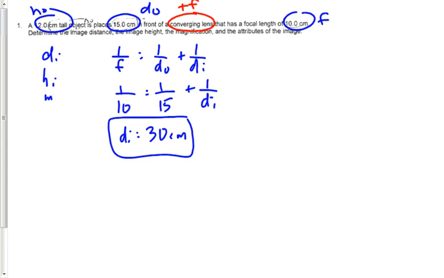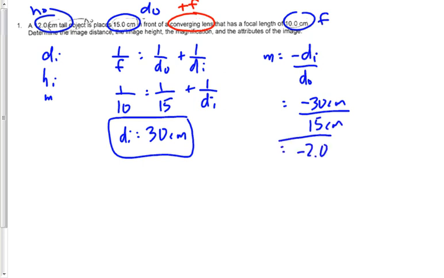Okay, DI is 30. Let's say M is equal to negative DI over DO. Negative DI is negative 30 over DO, which was positive 15. We get a magnification here of negative 2.0. What does that tell us if the magnification is neg 2? It tells us not so much that the image is inverted, but it's what? No. Well, it does tell us it's larger because it's a 2, yes. The fact that it's a negative, you're almost right there, Patrick, on the fact that it's inverted. Tristan?